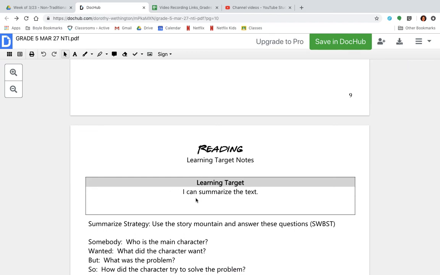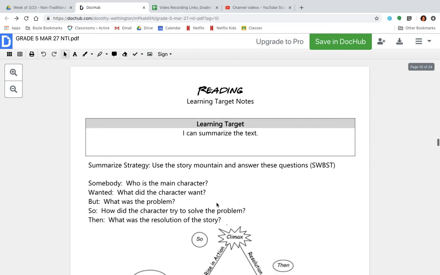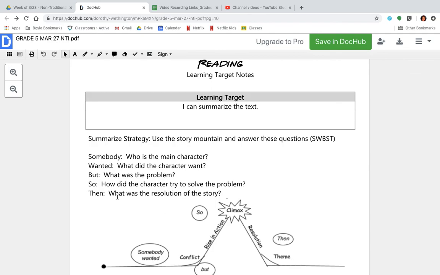Reading. I can summarize the text. Summarize strategy. Use the story mountain and answer these questions. Somebody. Who is the main character? Wanted. What did the character want? But what was the problem? So, how did the character try to solve the problem? And then, what was the resolution of the story?